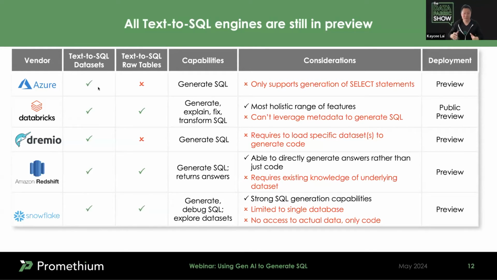Snowflake has really strong SQL generation capabilities. Right now what we see is it's limited to a single database, which makes sense. That's easy to start with. But if you're a customer with multiple databases, you might want to leverage GenAI to find and query things across multiple databases. So that's something that we think can be enhanced.